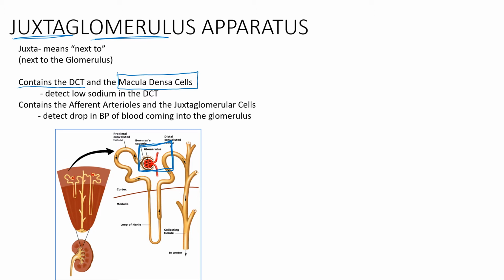In addition to the distal convoluted tubule, in the juxtaglomerular apparatus we also have the afferent arterioles. Now, in this picture it doesn't say which one is the afferent versus the efferent, but the afferent, the incoming blood into the glomerulus, contains special cells called juxtaglomerular cells. These juxtaglomerular cells have a couple of functions, but one function is that it detects a drop in blood pressure of what's coming into the glomerulus.